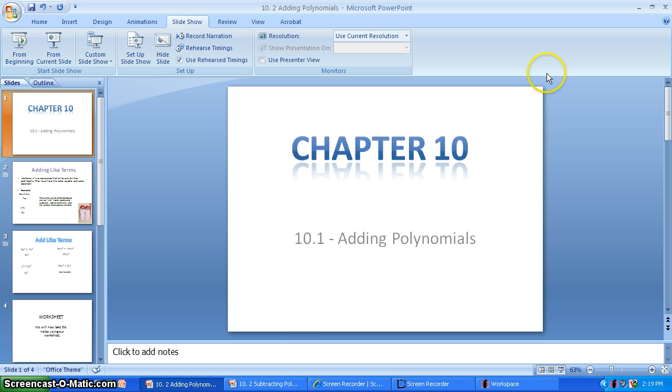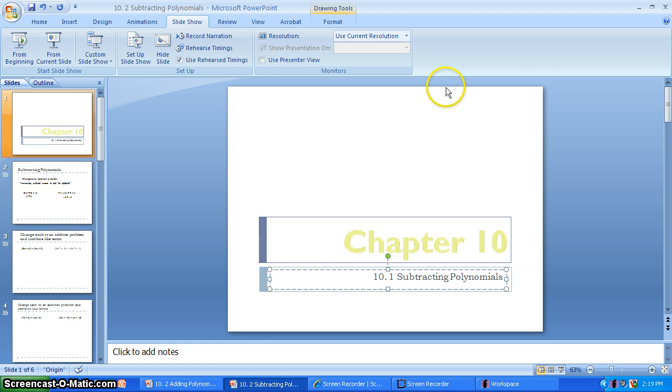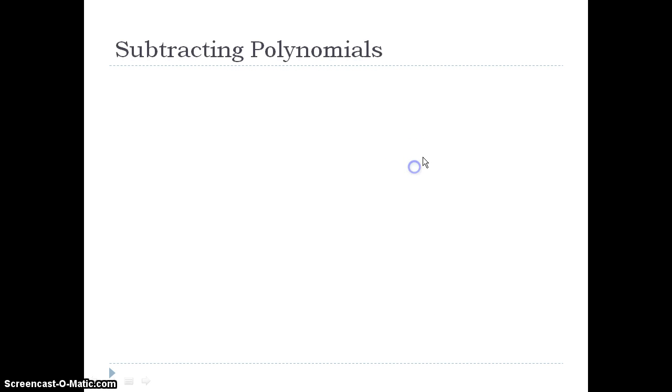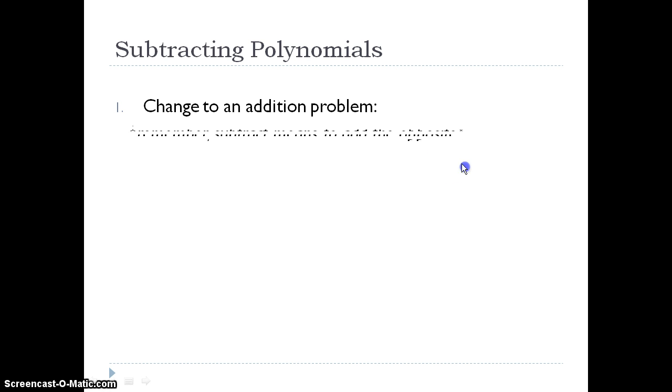Now let's get into the subtracting polynomials here. We're going to view this all through PowerPoint now. So you're subtracting polynomials this time. It's similar, but there's just one extra step involved. You're going to change it to an addition problem. When you see it, it's going to be written with a subtraction sign. We're just going to switch it and make it an addition problem. I'm going to show you how to do that. Remember that subtract means to add the opposite.